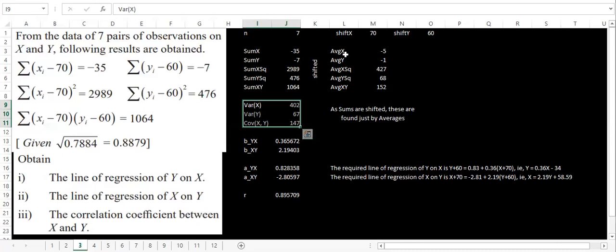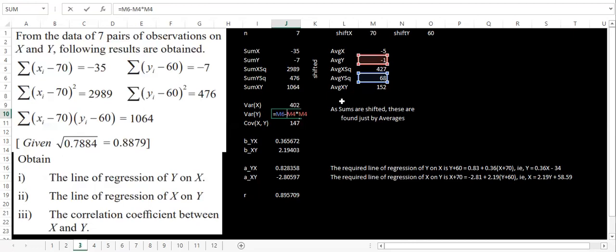So variance is nothing but the average of the square values minus the square of the average values. So it's 427 minus negative 5 squared. So you can see that it's 427 minus 25, which comes out to be 402 definitely. And again, this variance of y, behind the scenes, is variance of v, but we calculate it using the average of the square value, 68, minus the square of the average, and the square of the average is nothing but negative 1 squared, so it's just 1.